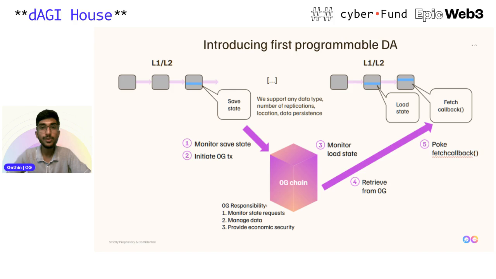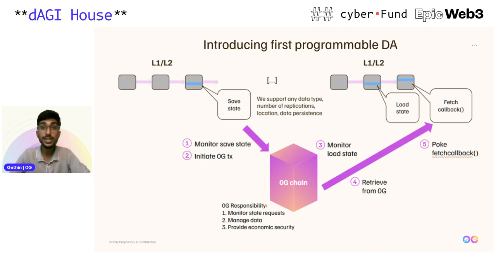And what 0G will do is it will continuously monitor for a save state event. And if it finds that the contract present on the L1 or L2 emits a save state event, it will initiate a 0G transaction, and the 0G chain will store the data in it. It will manage the data, and overall provide the security for the data. The other half of the programmable data availability layer is for loading the data.